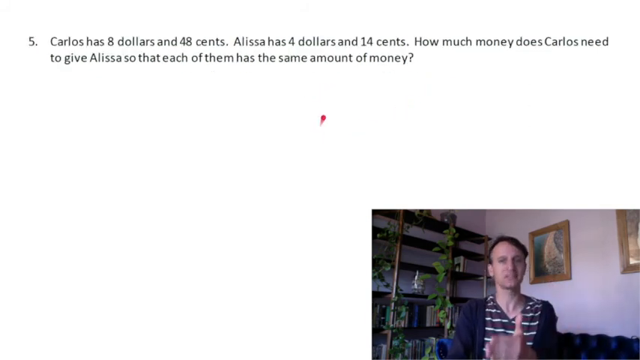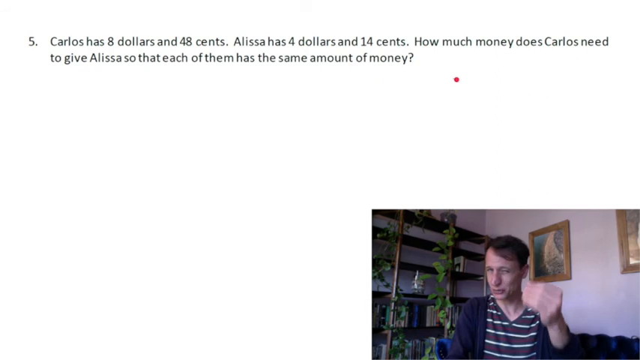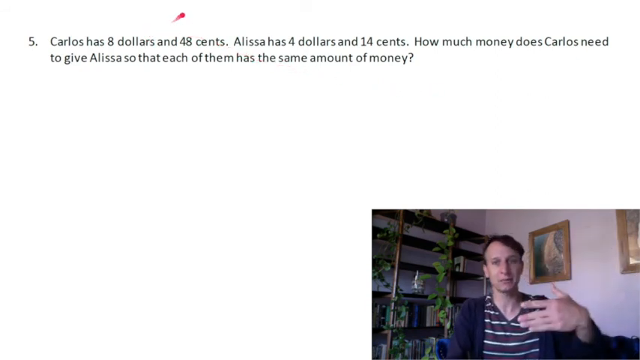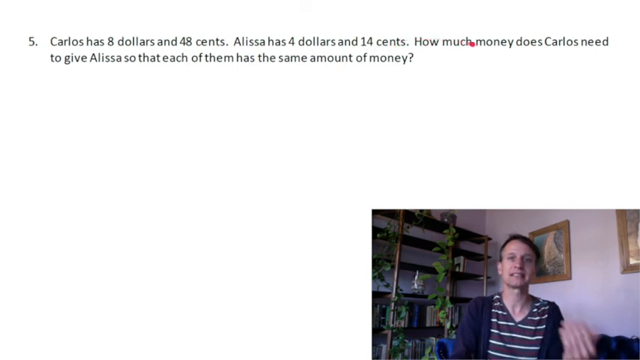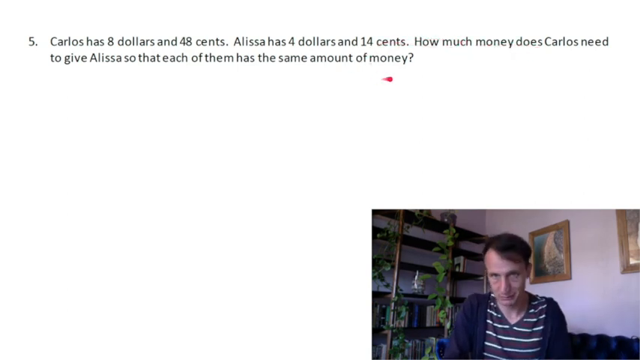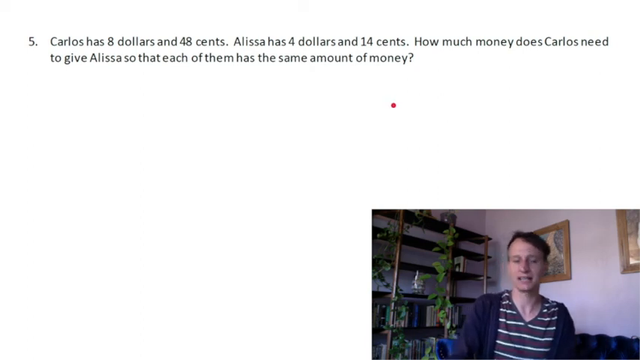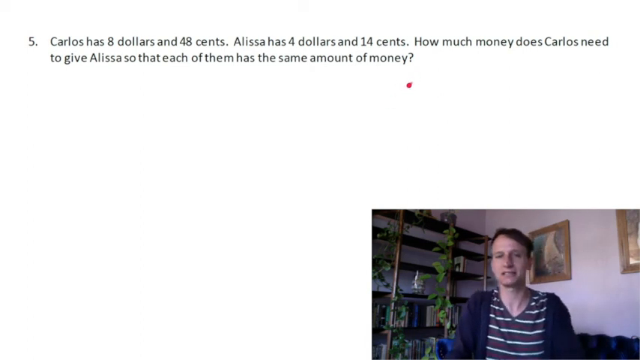And then we have this one. Number 5 is just like that tricky one we just did, where this guy has this much money, she has that much money. How much does he need to give her so they have the same amount of money? Yeah, so that one is tricky. The logic there I give you is a little complex.